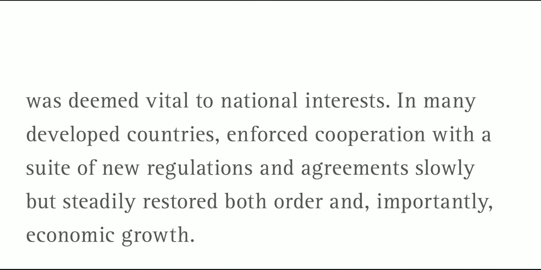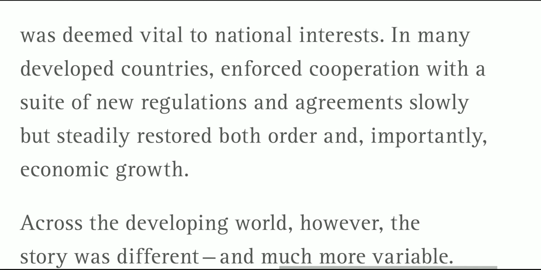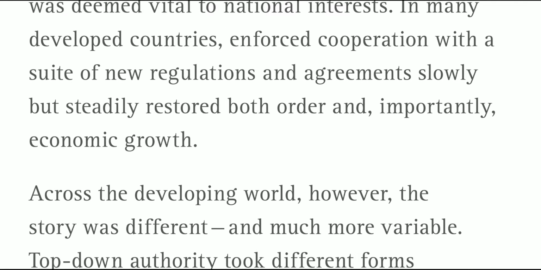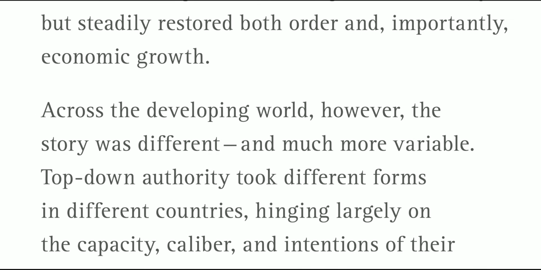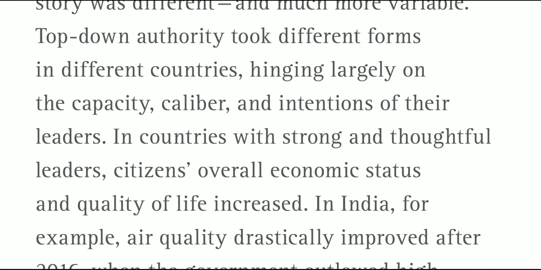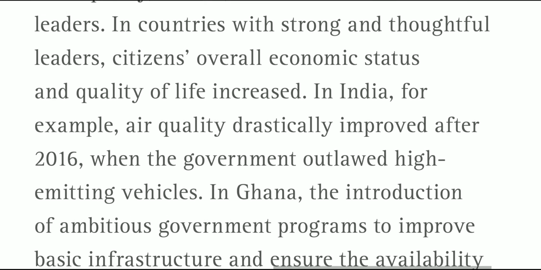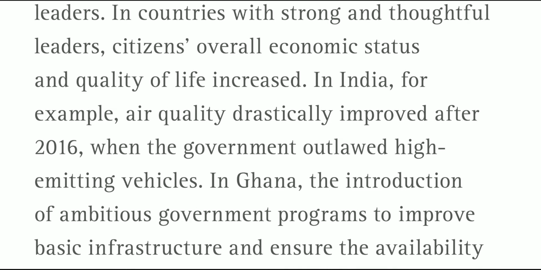In many developed countries, enforced cooperation with a suite of new regulations and agreements slowly but steadily restored both order and, importantly, economic growth. Across the developing world, however, the story was different and much more variable. Top-down authority took different forms in different countries, hinging largely on the capacity, caliber, and intentions of their leaders. In countries with strong and thoughtful leaders, citizens' overall economic status and quality of life increased. In India, for example, air quality drastically improved after 2016, when the government outlawed high-emitting vehicles.